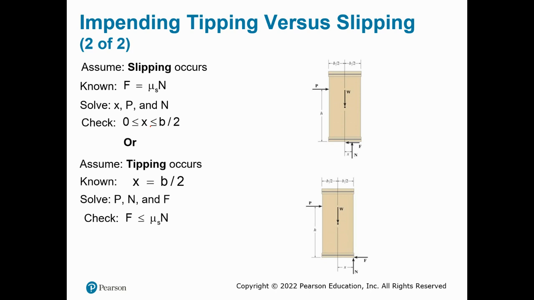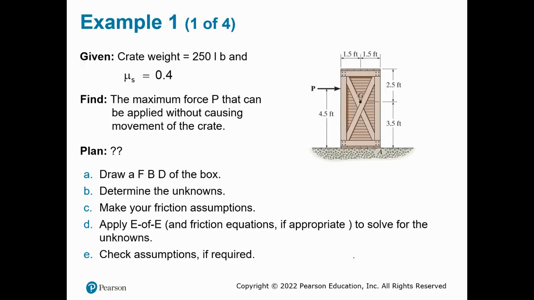Now, second assumption: if the tipping occurs, that means x goes all the way to the right. The contact point is on the lower right bottom of the cabinet, so x equals b over 2. In this condition, you solve for P, and then F. And then we're also going to check this F right here. After we solve our equations, is the value of F less than or equal to mu s times N? Okay, let's take a look at an example.